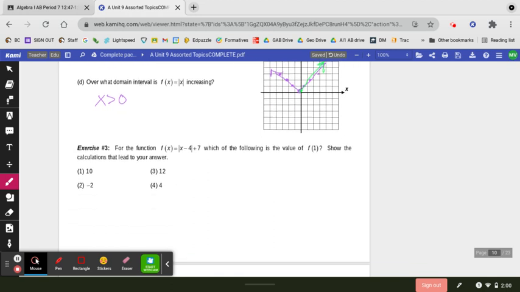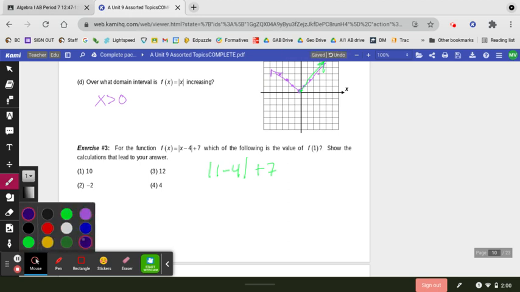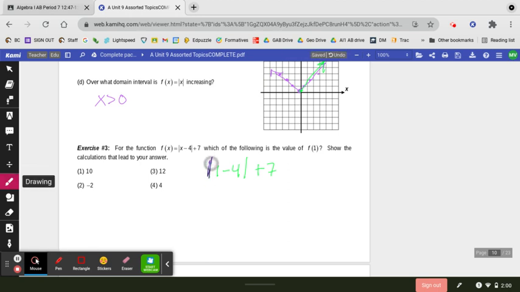So now for exercise 3, for the function absolute value of x minus 4 plus 7, which of the following is the value of f of 1? Show your calculations. So we can do that. We're going to substitute. So we're going to do 1 minus 4 inside the absolute value, plus 7. Now we always treat absolute value signs as though they're parentheses. So we want to do what's inside first. So 1 minus 4 is negative 3. And then we take the absolute value of negative 3, which is 3. So it comes down to 3 plus 7, which is 10.